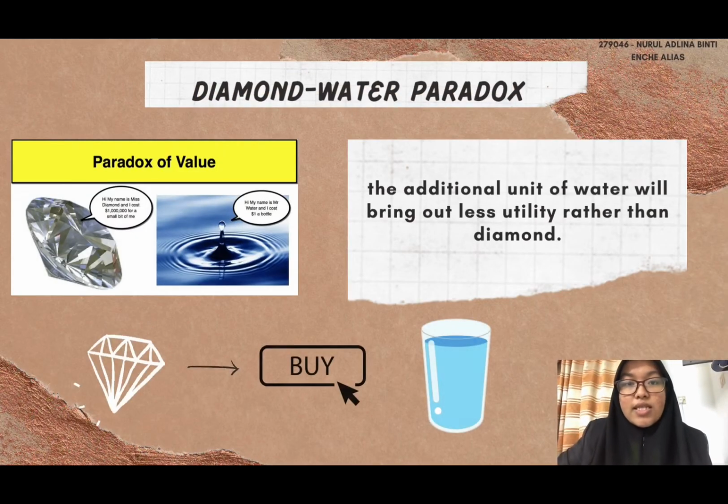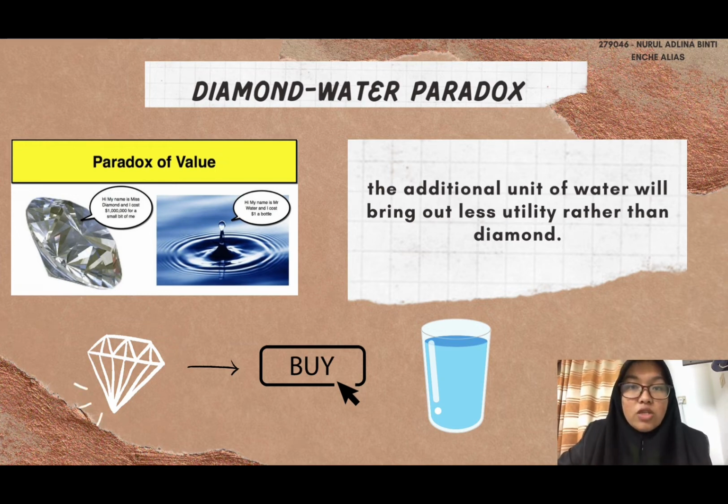There are two statements: total utility of water is high because water is very useful. Meanwhile, total utility of diamond is low because diamond is not as useful as water. There is one question: if total utility of water is higher than total utility of diamond, why is the price of water not higher than the price of diamond? For this question, we can say that price does not depend on total utility but on the marginal utility.